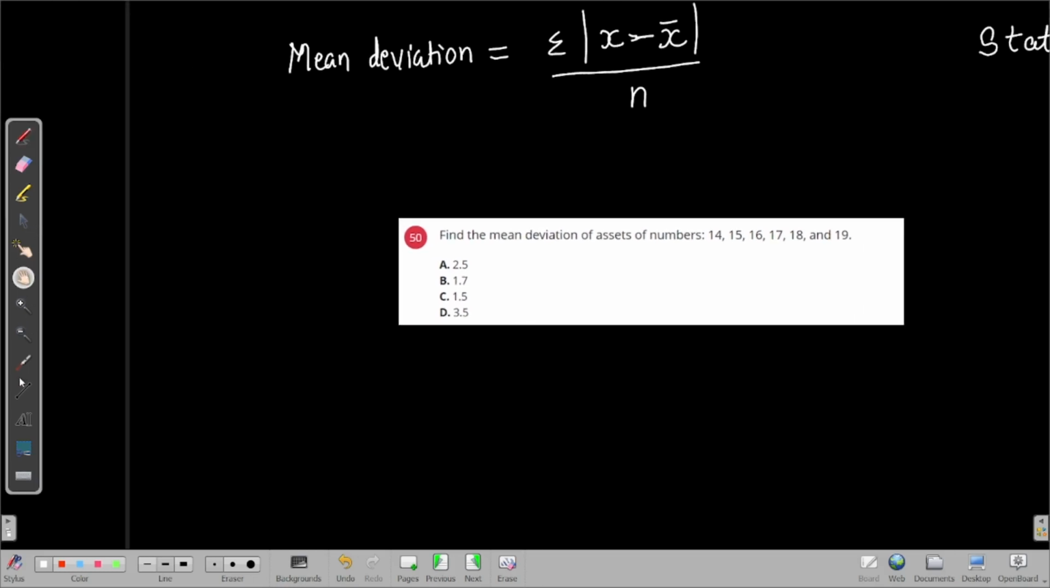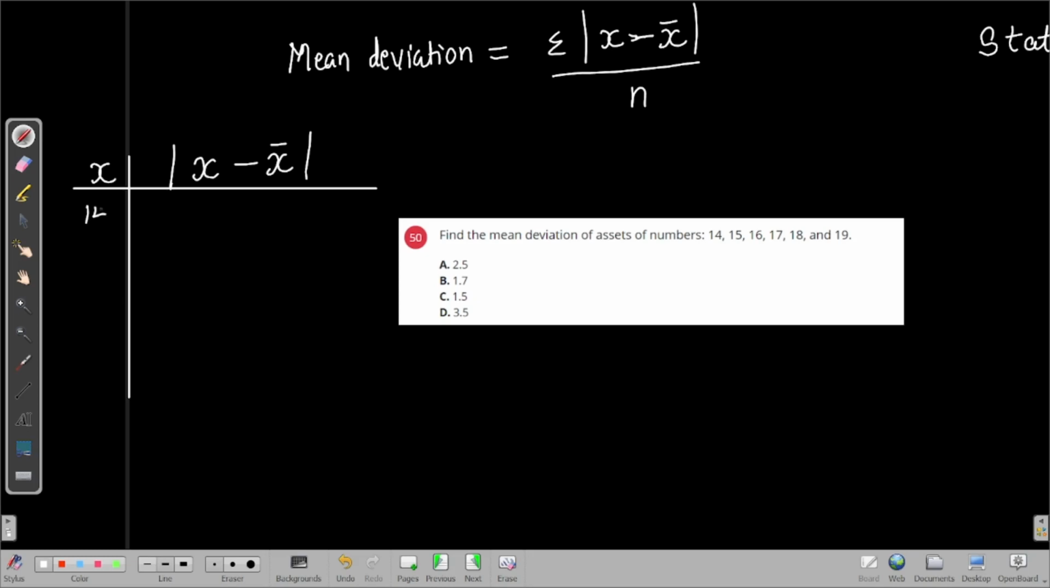Let's draw our table. So what do I need to put on my table? I need to find x and x minus x bar. That's the absolute value. You can see those two slashes. It means absolute. So if you get a negative answer, don't write the negative sign, just remove the minus and write whatever is left. So what are my x? 14, 15.